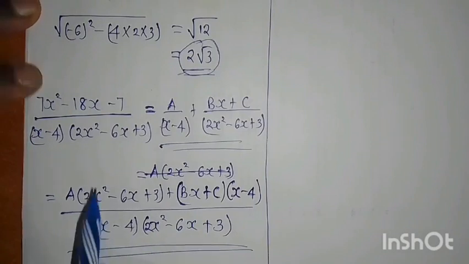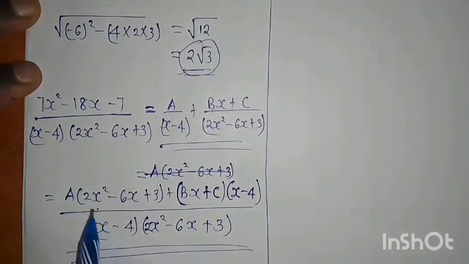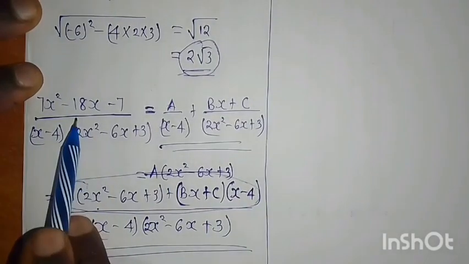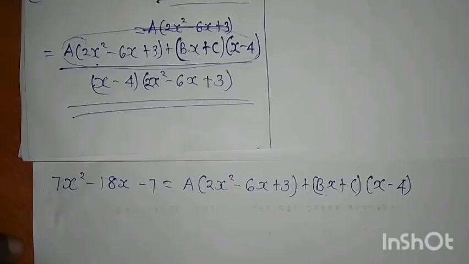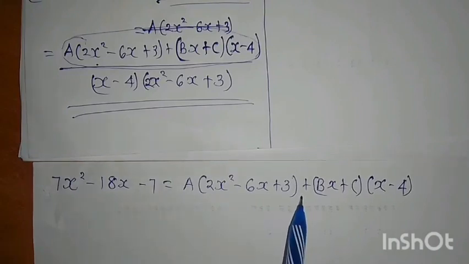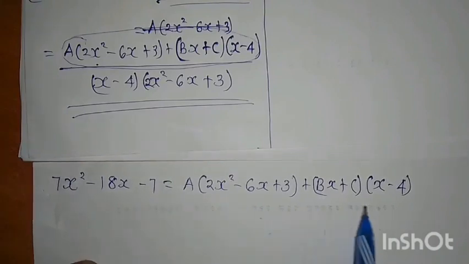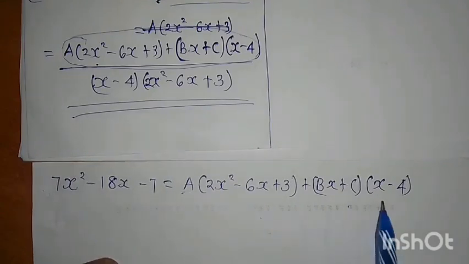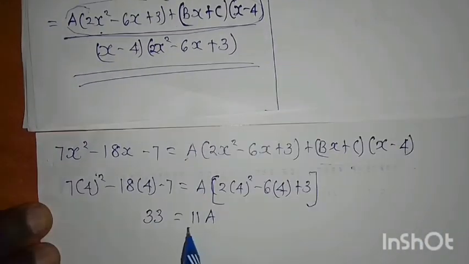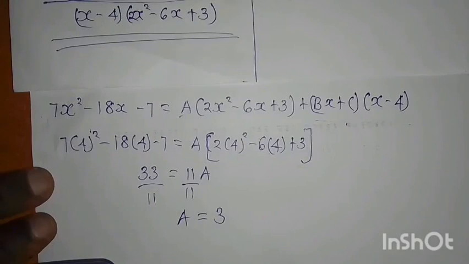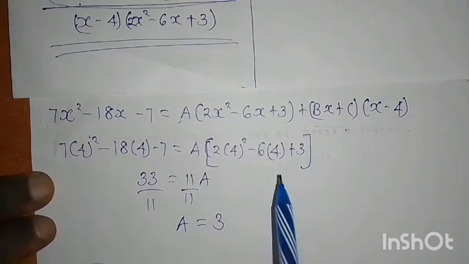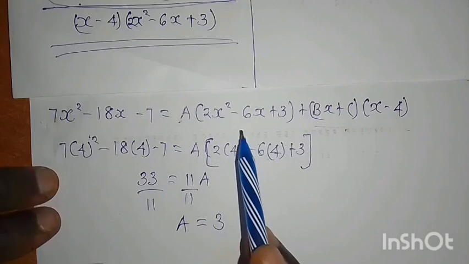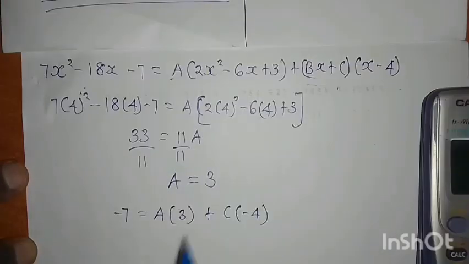Because this expression and this expression are equal, we can therefore equate their numerators as. We should use just simple elimination methods to find the unknowns. So let us take x to be 4. If we take x to be 4, then this one will be 0. So it shall be 11, so our a goes to 3. The same case, if we take x to be 0, we have, but now our a is 3.